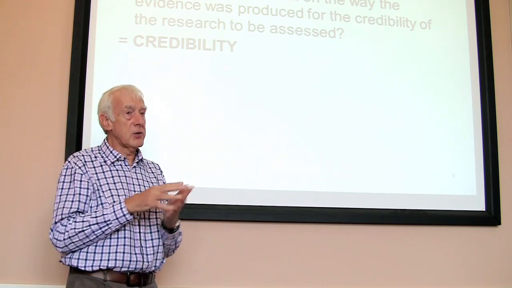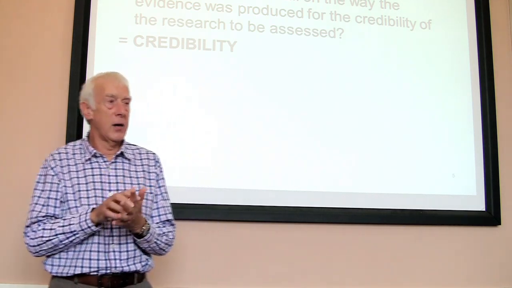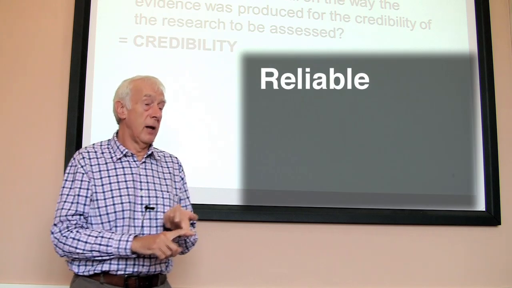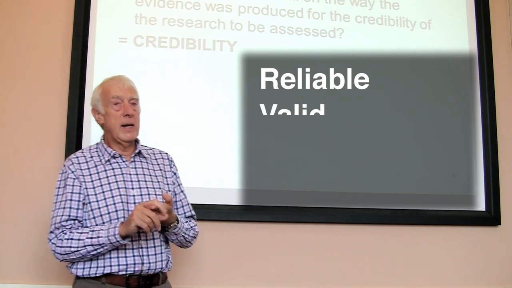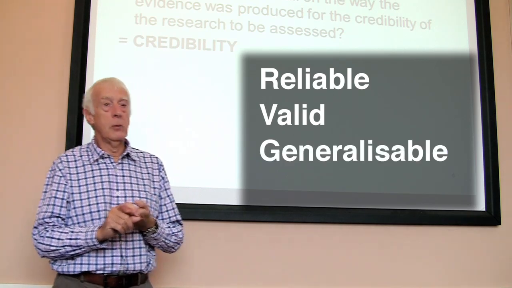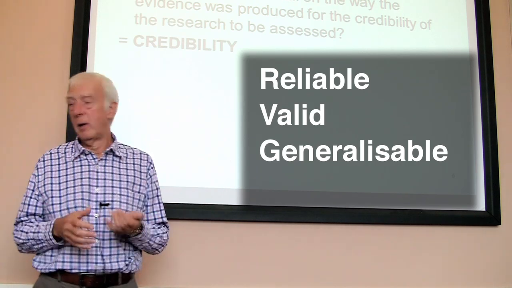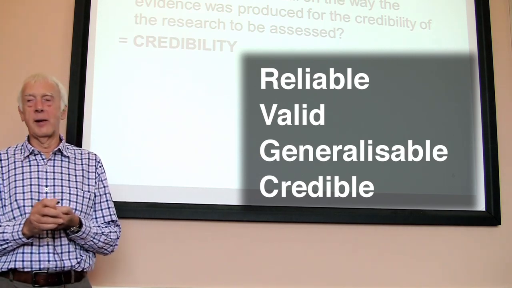Okay, so that's Shipman's 4 criteria, 4 very important issues about how we judge the quality of research. Is it reliable? Does it give us consistent results across time? Is it valid? Does it actually measure what we think it's measuring? Is it generalizable? Is it typical? Can we go from our group to a wider population? And is it credible? Does it make sense? And is there anything dodgy about it, if you like to put it that way?